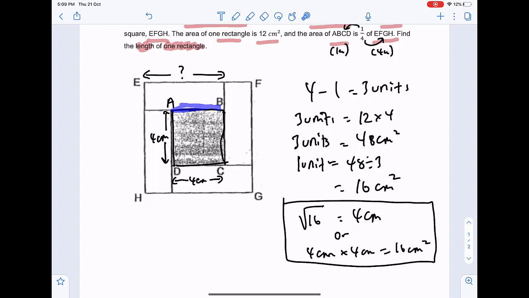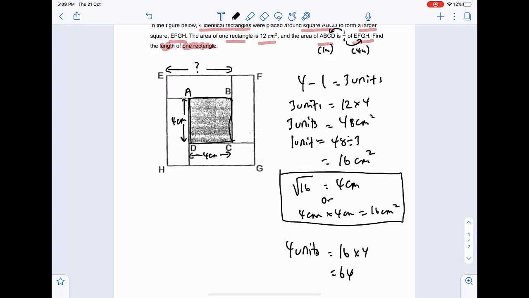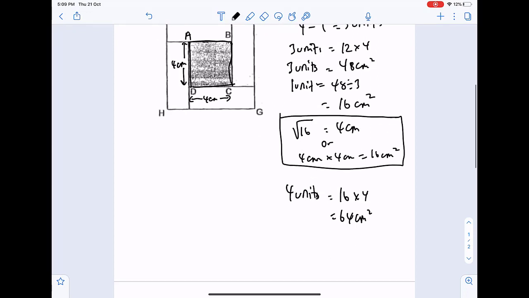But the question is, how do we find the length of this rectangle? So to do that, you need an idea about the area of this bigger square. And that will be 4 units, right? Remember from our earlier discussion, 4 units will give us the entire area of the bigger square. So 4 units will be equal to 16 times 4, 64. And again, we can do a square root of 64, we get 8 cm.